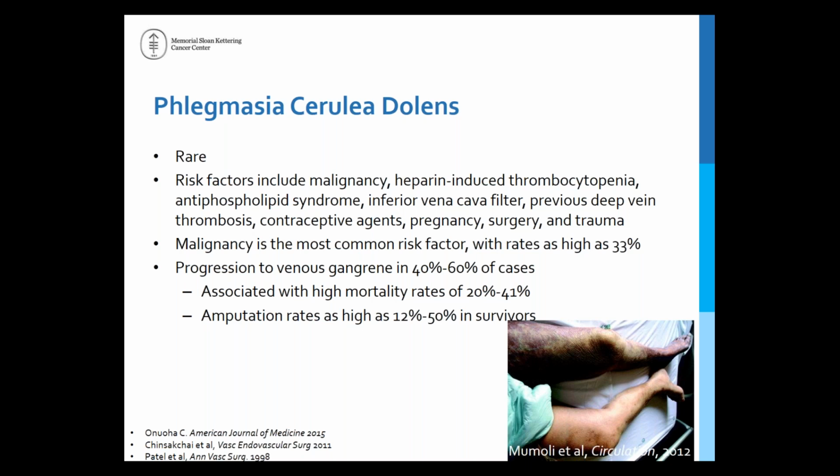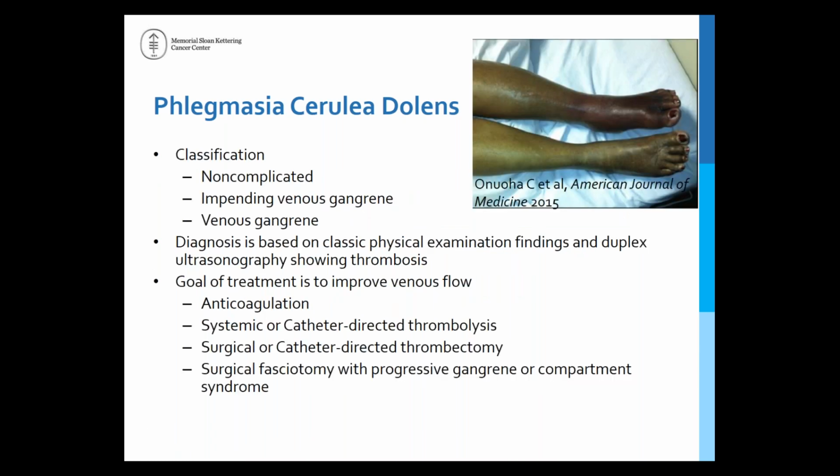And when this sets in, the progression to venous gangrene happens in 40 to 60% of cases. It is a very morbid disorder. It is rare, but very morbid. It is associated with high mortality rates of 20 to 41%, and amputation rates are as high as 12 to 50% in patients who survive the diagnosis.